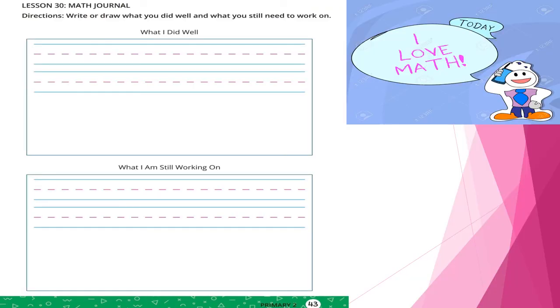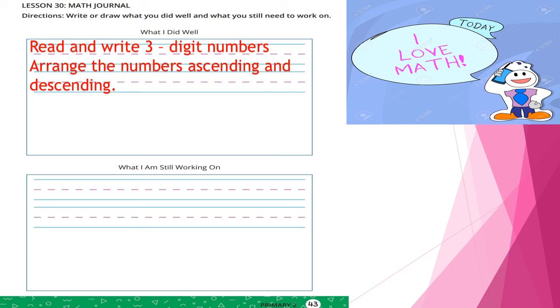Our math journal, write or draw what you did well and what you still need to work on. What I did well: read and write three-digit numbers. Arrange the numbers ascending and descending.